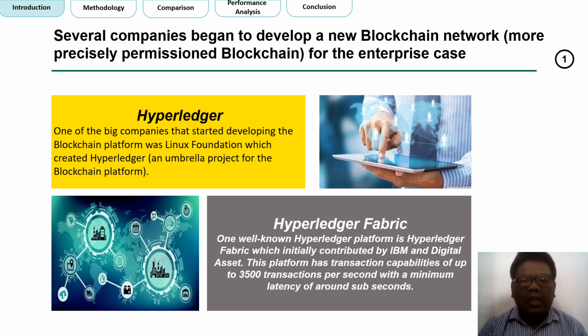One of the big organizations that started developing a blockchain platform was the Linux Foundation, which created Hyperledger, an umbrella project for blockchain platforms. Hyperledger is a large project that has been joined by more than 200 large companies. One well-known Hyperledger platform is Hyperledger Fabric, which was initially contributed by IBM and Digital Asset. This platform has transaction capabilities of up to 3,500 transactions per second, with a minimum latency of around sub-second.